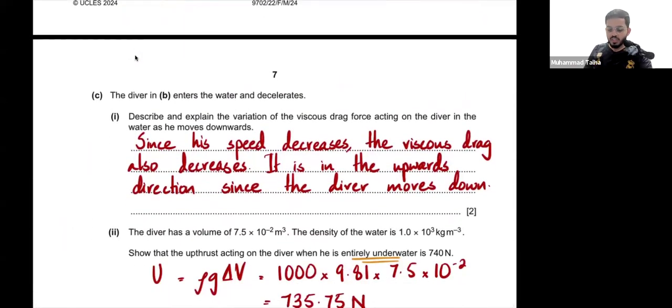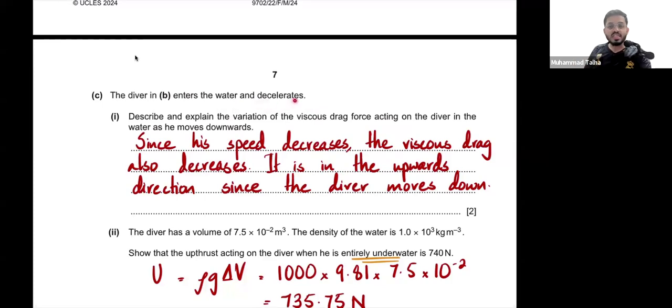Diver in B enters the water and decelerates. So deceleration we know is the name given to the idea that when you lose speed. Describe and explain the variation of the viscous drag force acting on the diver in the water as he moves downwards. Now, as he moves downwards, this means that he's going down, and like any resistive force should act, the resistive force is going to be upwards, right? Here, it's not really even required, but it's just good to think about it because we don't know, maybe it could be asked in a later part.